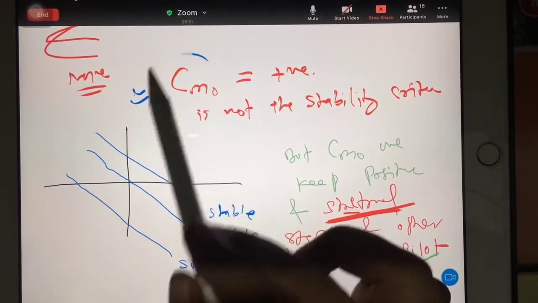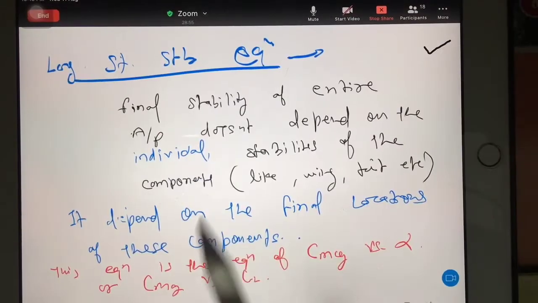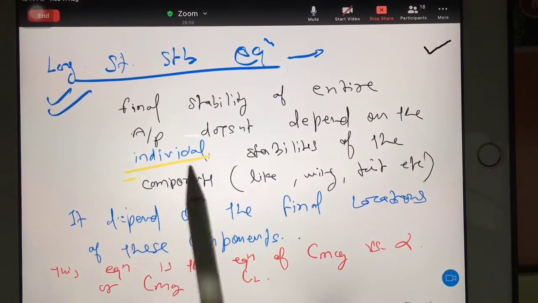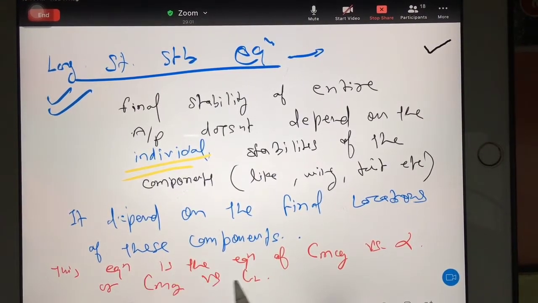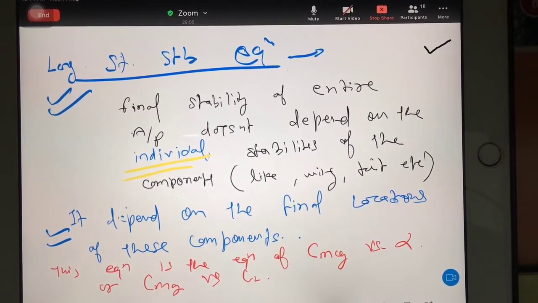I explained that Cm naught we should keep positive. Okay. Then I explained that in the equation you may have individually positive or negative terms, but for the entire aeroplane we write our equation in terms of the overall equation.